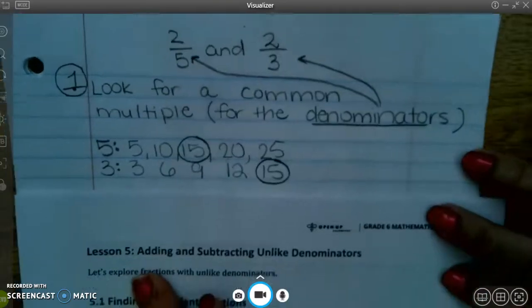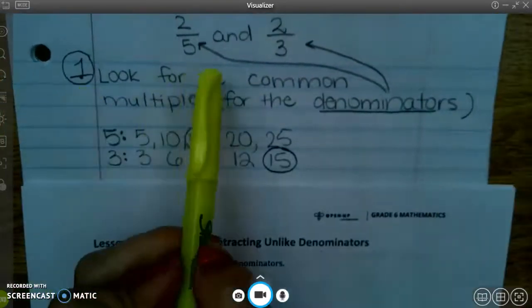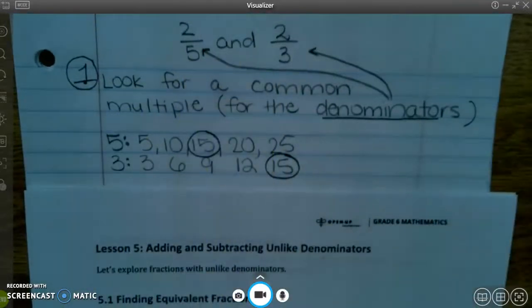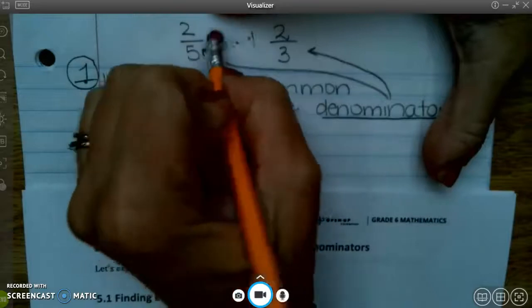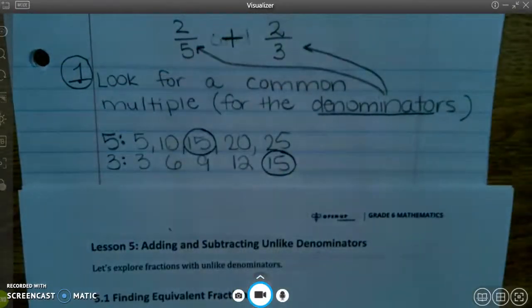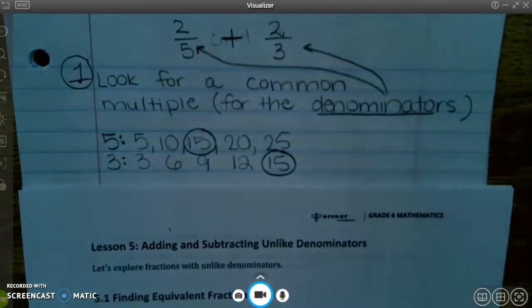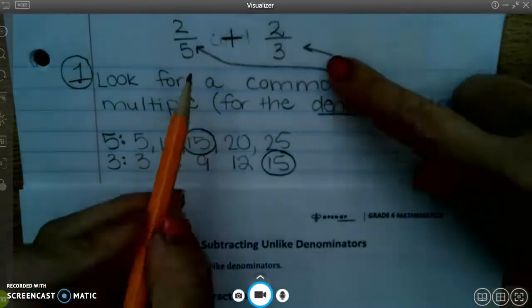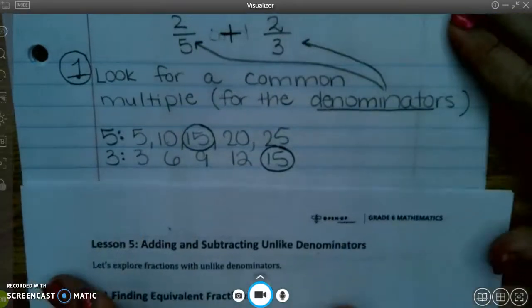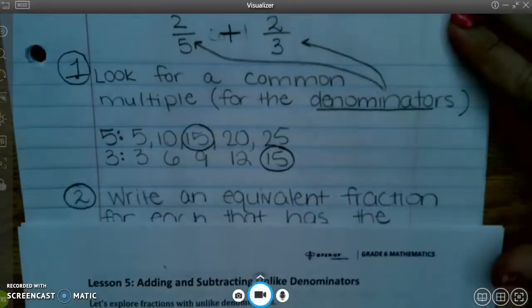Now your workbook doesn't have you adding them just yet, but let's make this an addition problem. We have 2/5 plus 2/3. So I'm going to change this to a plus. Okay. And the first thing we're going to do when adding fractions with unlike denominators is look for a multiple that could be a common denominator for them.